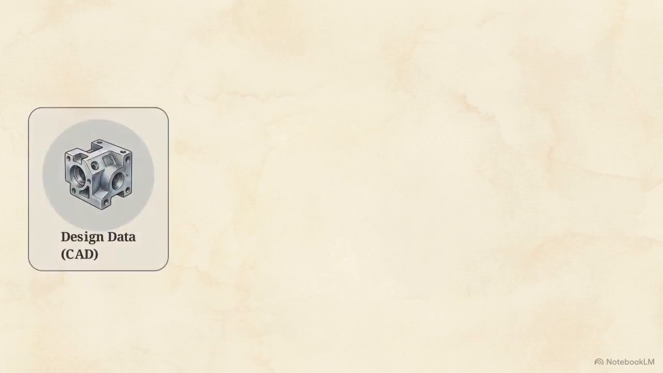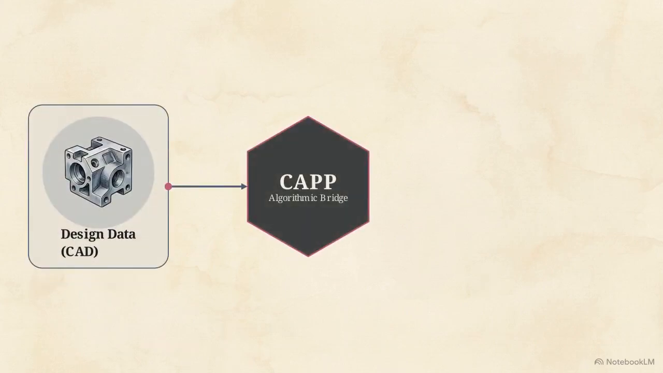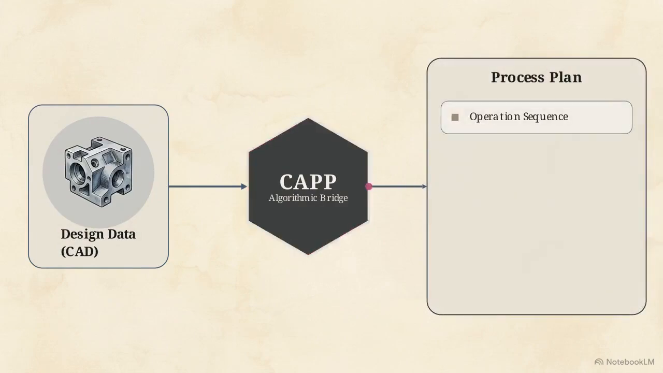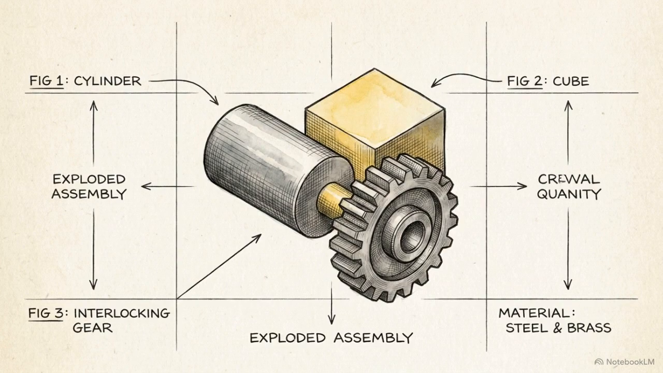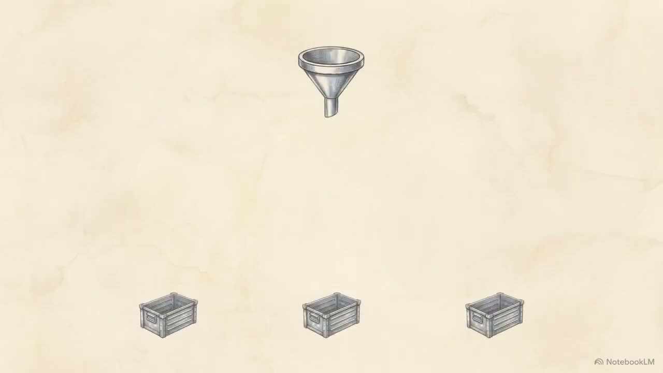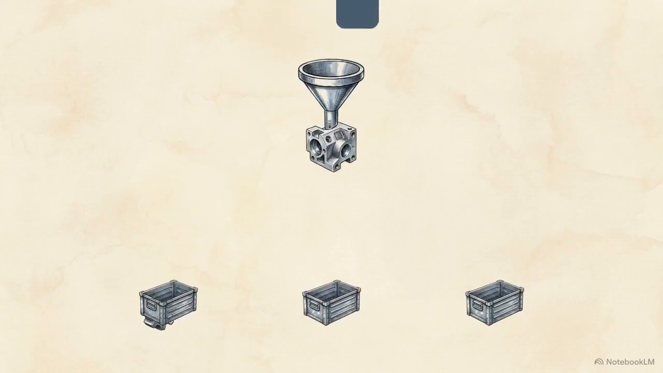To cross from design to execution, the network uses an algorithmic bridge called Computer-Aided Process Planning, or CAPP. It adapts digital geometry to the physical constraints of manufacturing. CAPP executes this translation by utilizing a foundational organizational logic known as group technology. Group technology categorizes components into distinct part families based on shared geometric shapes, like cylindrical shafts or prismatic blocks.